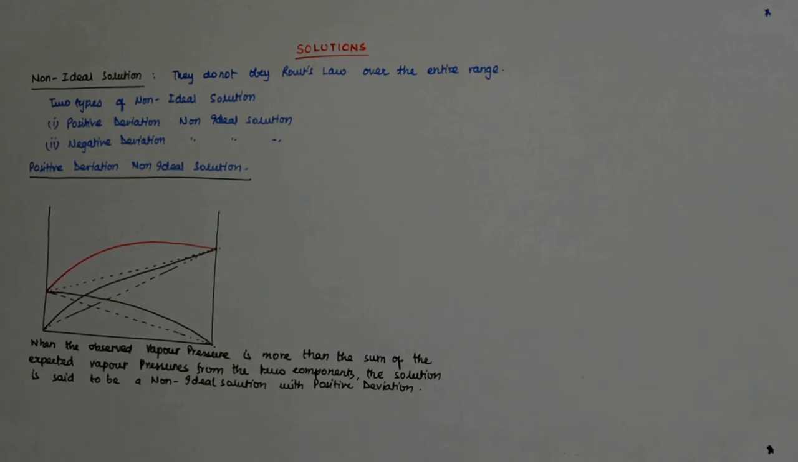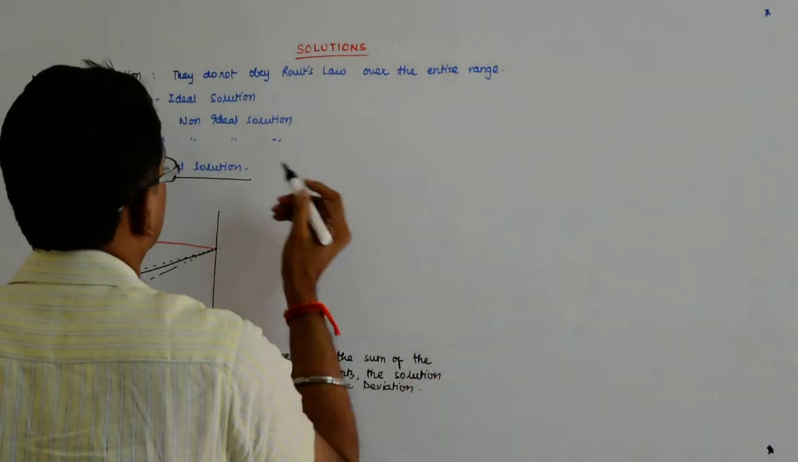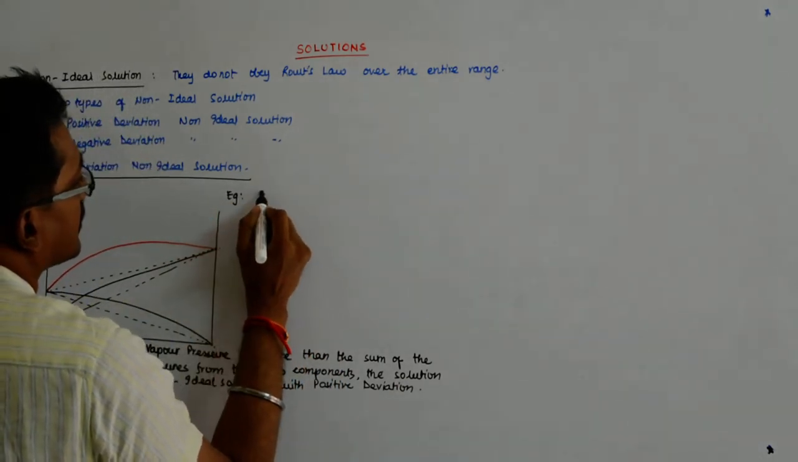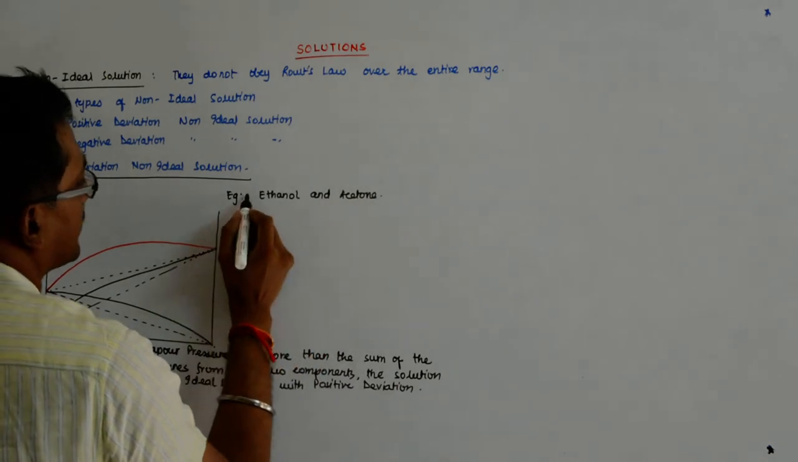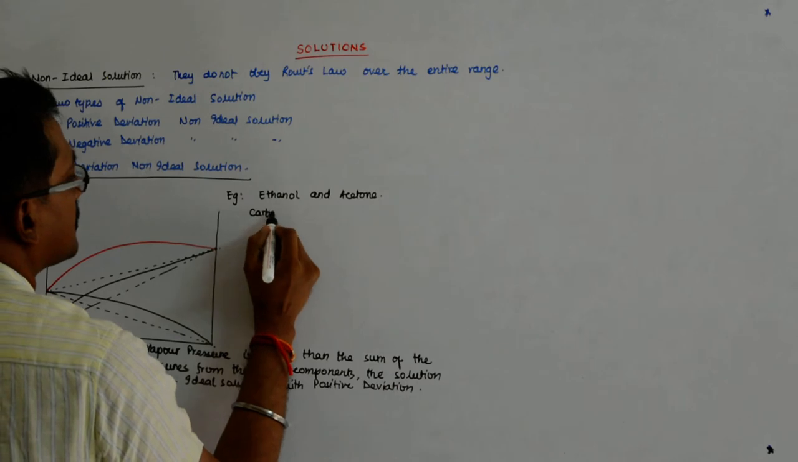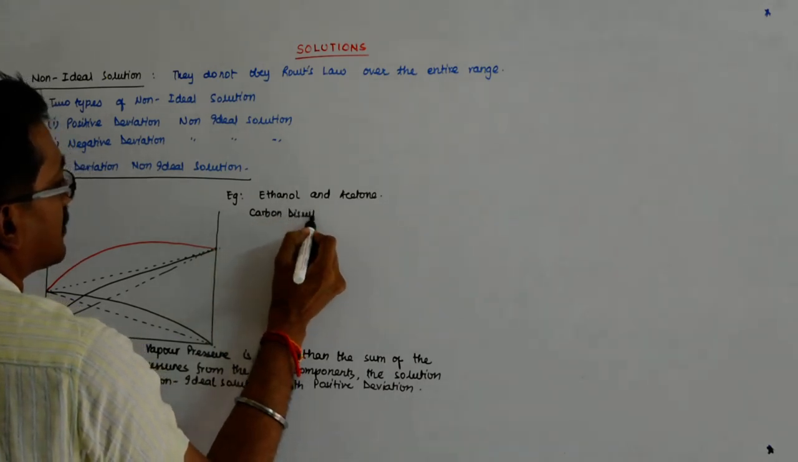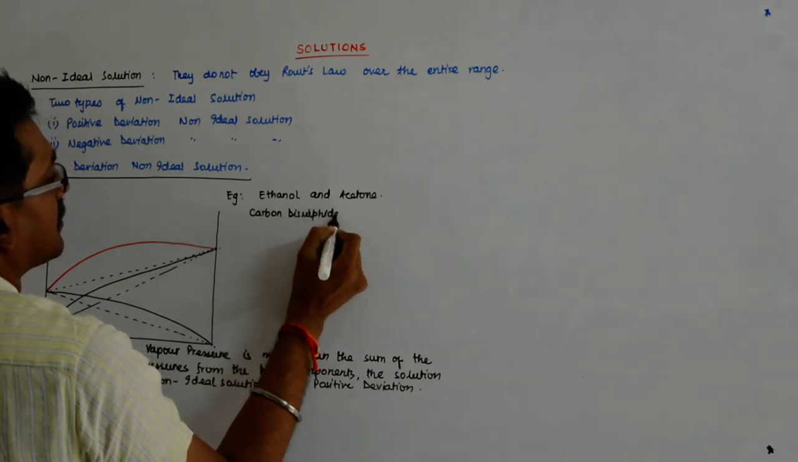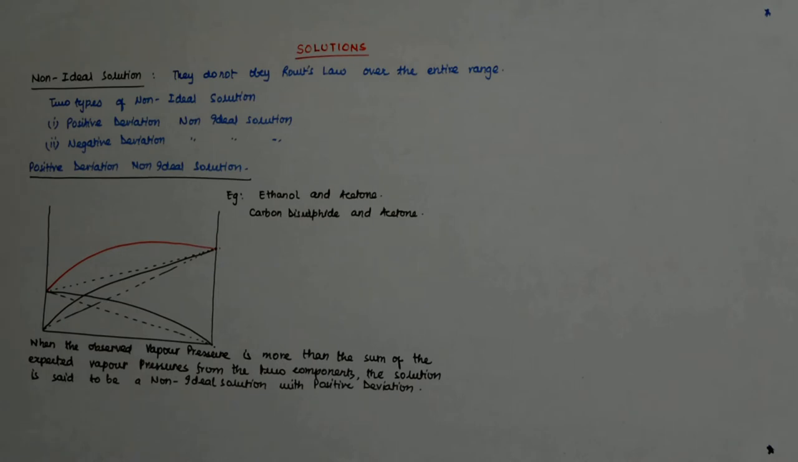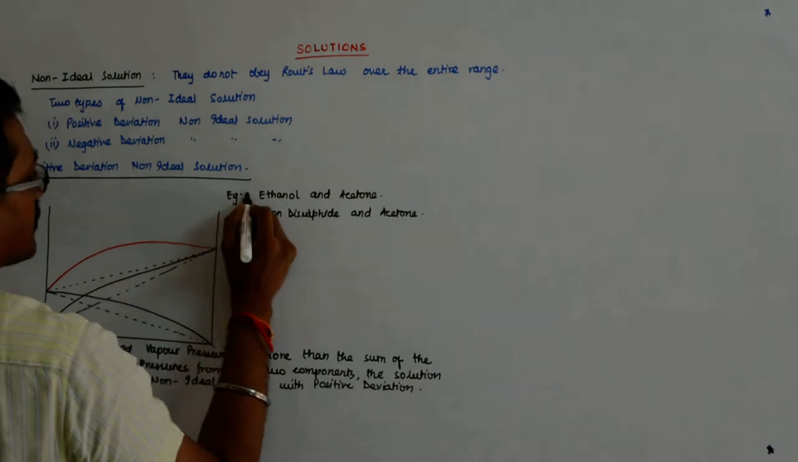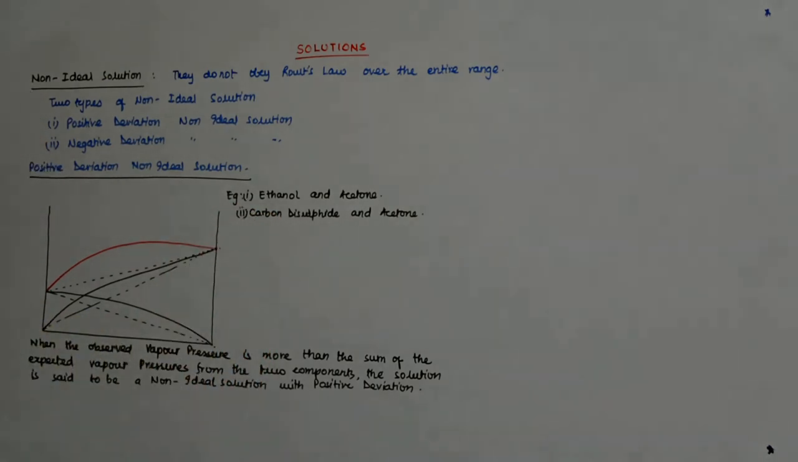Okay. Example. Example of that is ethanol and acetone. Another example, carbon disulfide and acetone. Okay, so one example, the other example. So, this is the first point.